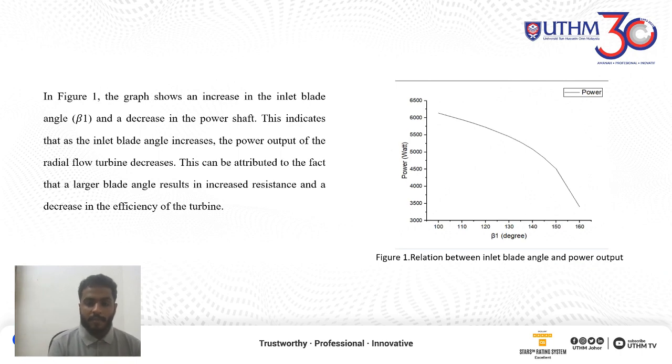For the first graph, as you see on the screen, figure 1 shows that an increase in the inlet blade angle results in a decrease in power output. That means when the inlet blade angle increases, the power output of the radial flow turbine decreases. A larger blade angle results in increased resistance and a decrease in the efficiency of the turbine.